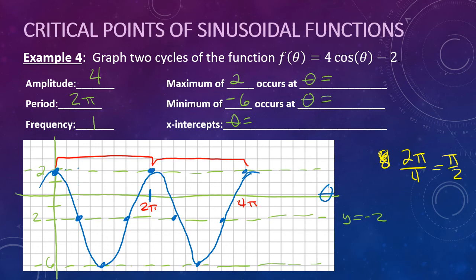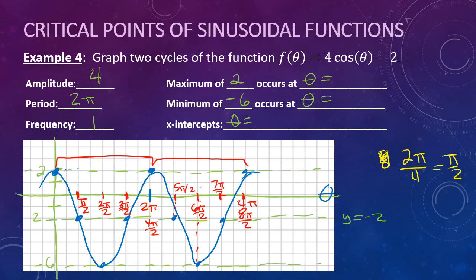So make sure you're labeling your theta axis. This critical value is at pi over 2. This critical value is at 1 pi over 2. This is at 2 pi over 2. Here I'm at 3 pi over 2. This is at 4 pi over 2. Here we're at 5 pi over 2. 6 pi over 2. 7 pi over 2. And when I get here, it should make sense that I'm at 8 pi over 2.